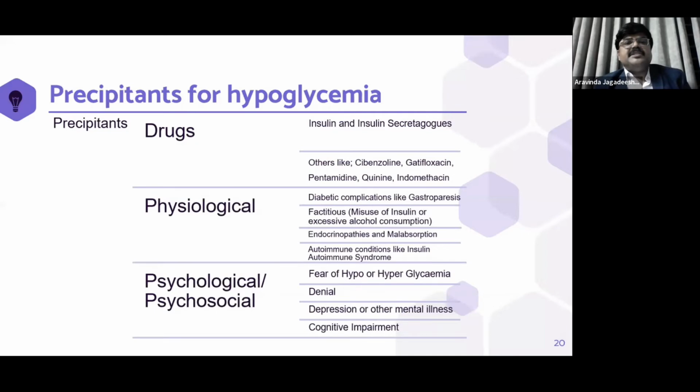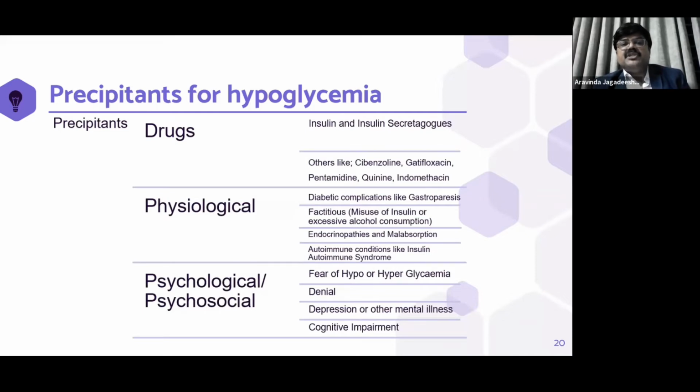So what are the precipitants for hypoglycemia? The most important precipitant is drugs, mainly insulin and the insulin secretagogues. There are others like sibenzoline, gatifloxacin, which we should remember, pentamidine, quinine, indomethacin.